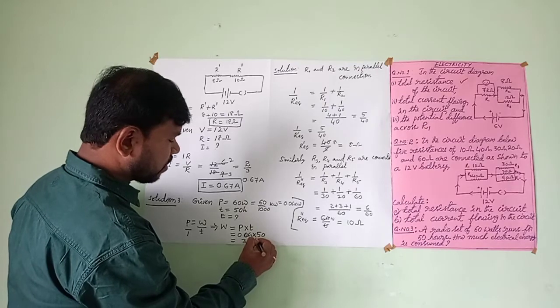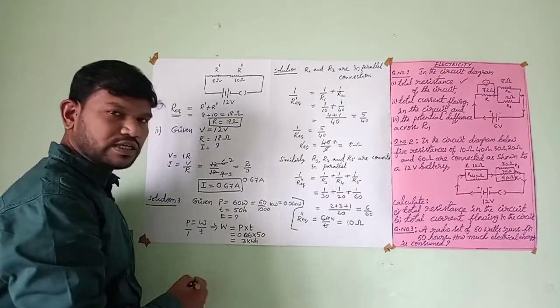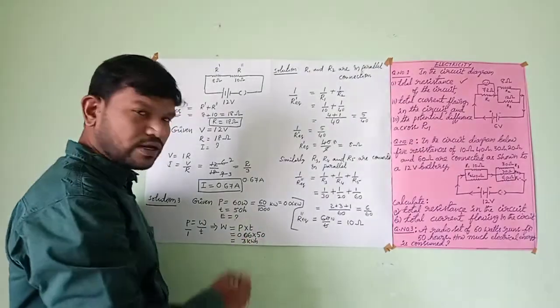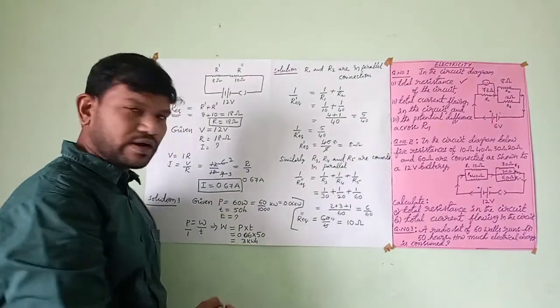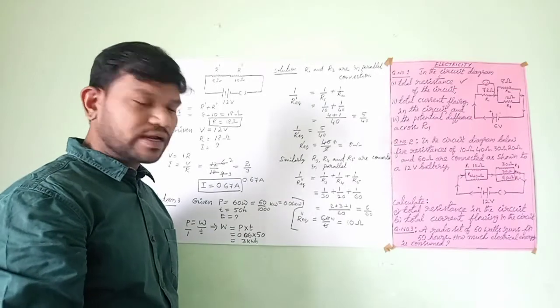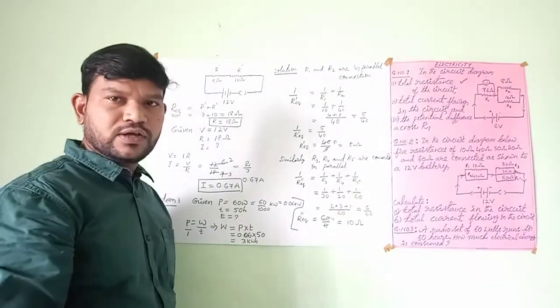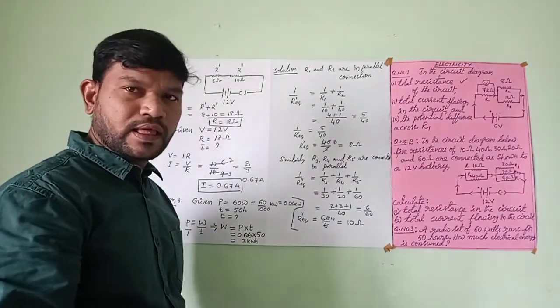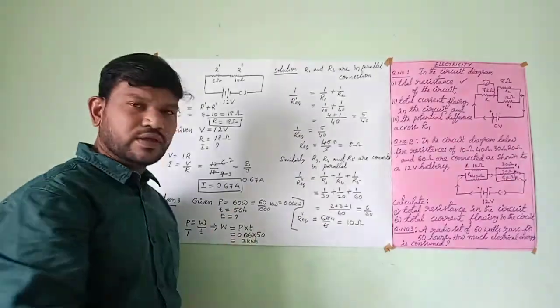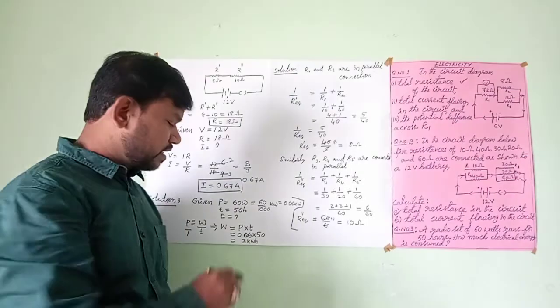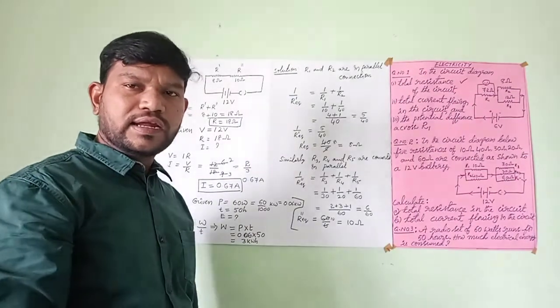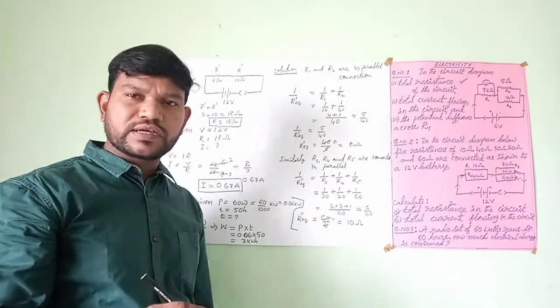How much energy is consumed by the radio set? 3 kilowatt hour. This kilowatt hour is the commercial unit of electrical energy. So 3 kilowatt hour is consumed by the radio set. Students, in the same way you can easily calculate for whatever appliances are working in the house.